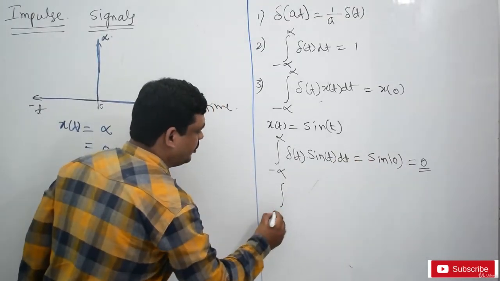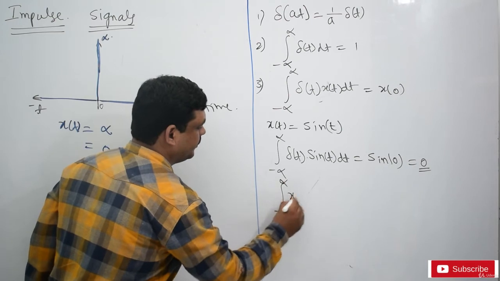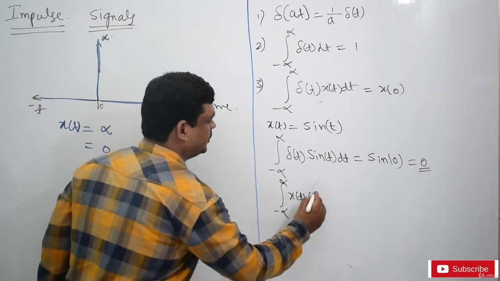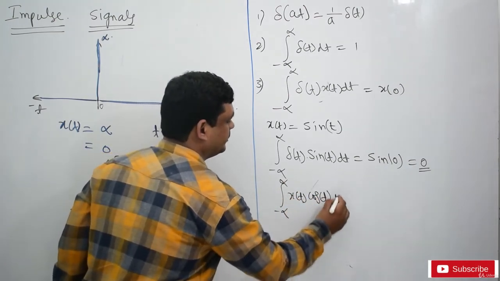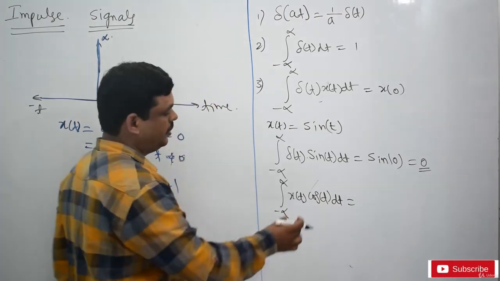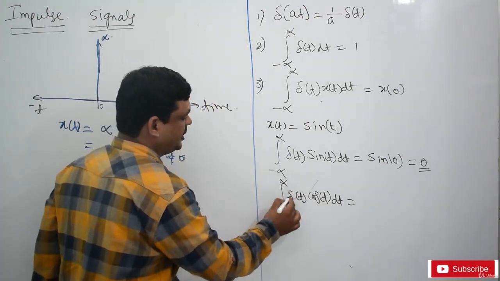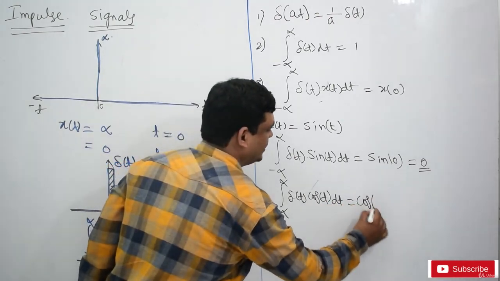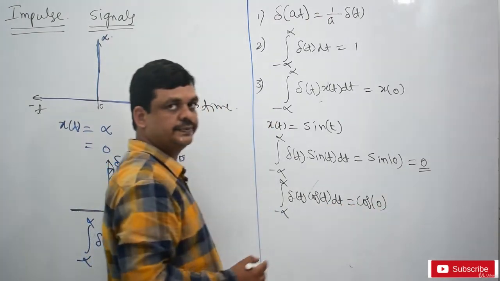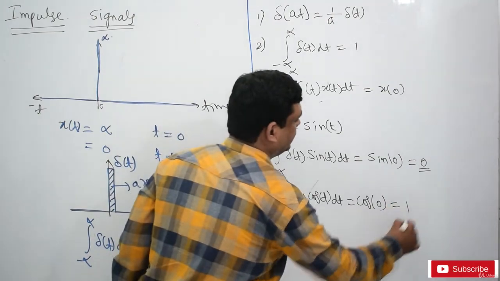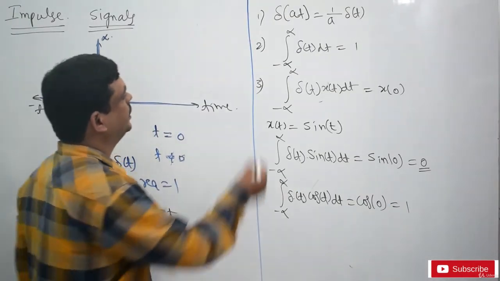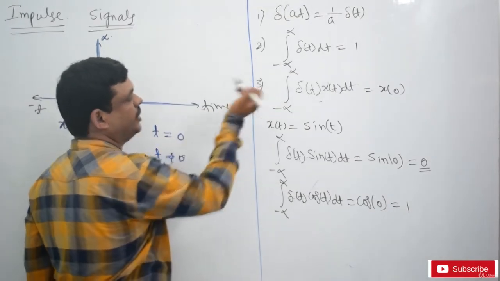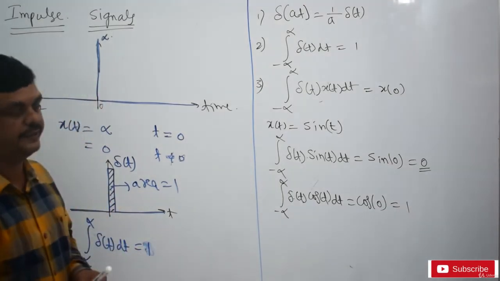Similarly, one more example: x of t into cos t dt. Now the del of t function is multiplied with cos t, then it is defined at t is equal to 0, cos 0. Cos of 0 becomes 1. So these three are the properties of impulse functions.